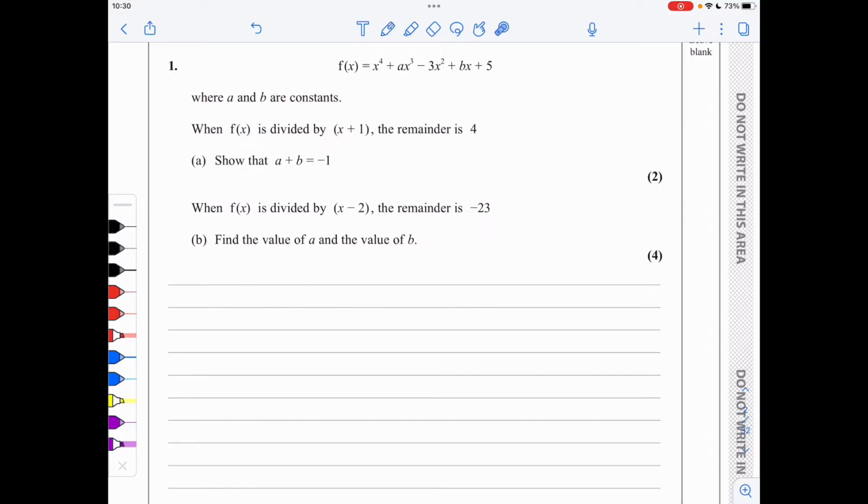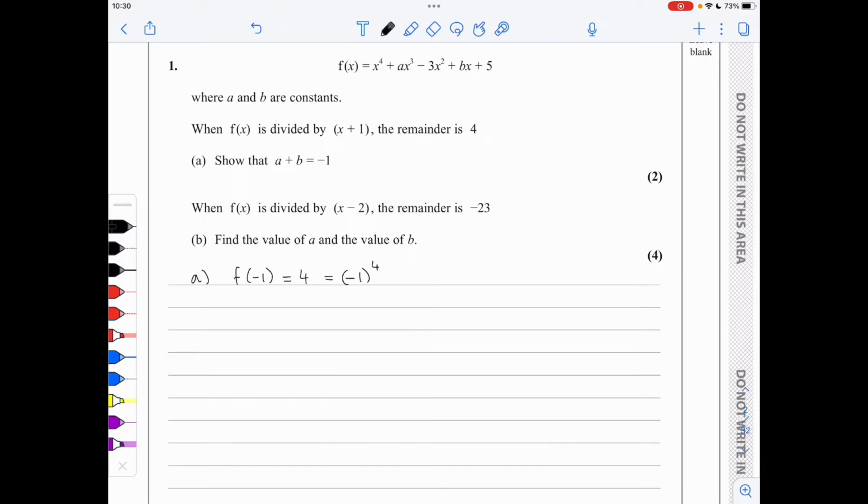In question 1, we are being given f(x) here, where a and b are constants. We are told that when f(x) is divided by x plus 1, the remainder is 4. This means that f(-1) must be 4, and this would allow me to obtain that a plus b is -1. So I will substitute the x with -1.